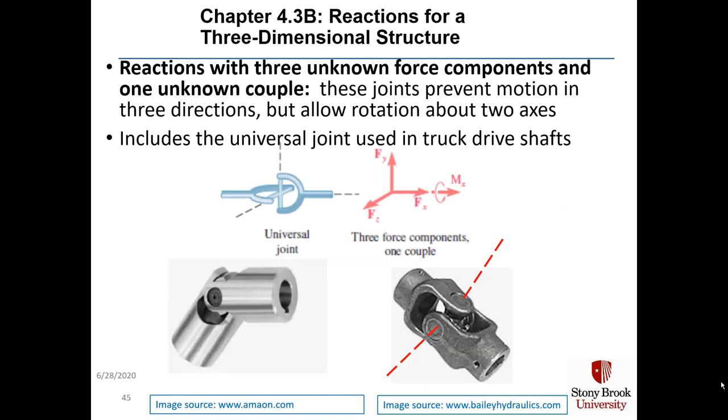We have reactions with three unknown force components and one unknown couple. These type of joints prevent motion in three directions, but they do allow rotation about two axes. The best example is a universal joint, which is used in truck drive shafts. I've sketched in on the lower right where the axes would be in 3D space. This half of the joint can rotate about this upper axis, and this lower half of the joint rotates about this lower axis. The universal joints in the truck drive shafts connect the output of the transmission to the rear wheels on the truck. They transfer all the mechanical power that's needed for the truck to move.